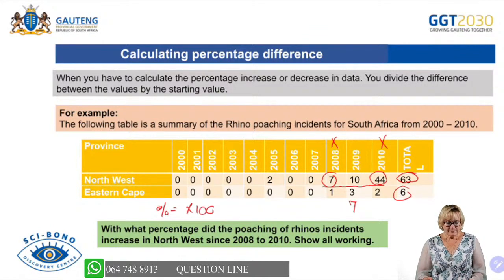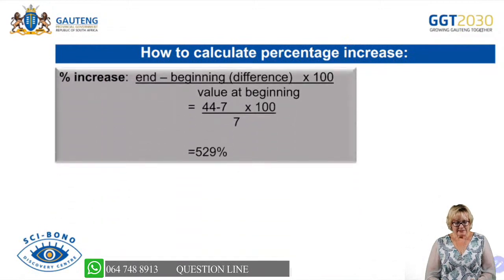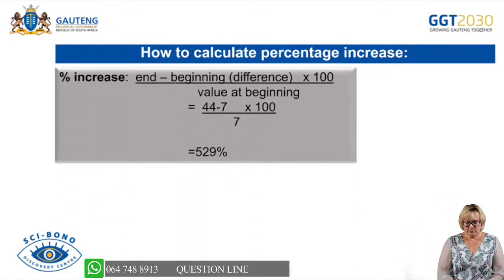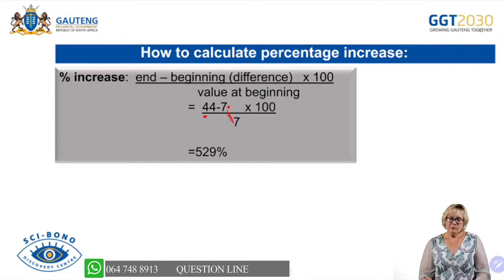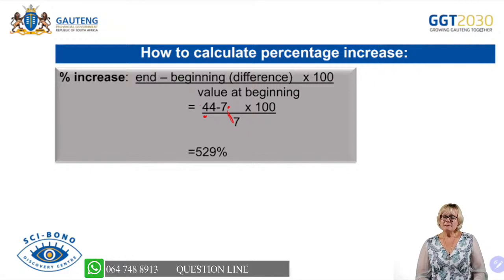All right. So now let's look at how to calculate it. It's the end value minus the begin value, divided by the beginning value, multiplied by 100. Remember, in 2010, there were 44 rhinos poached. In 2008, 7 rhinos were poached. So that is our begin value. This is our end value. And you divide that by the beginning value. And the beginning value was 7. So that is the same. And why do we multiply by 100? Because we want to know the percentage.